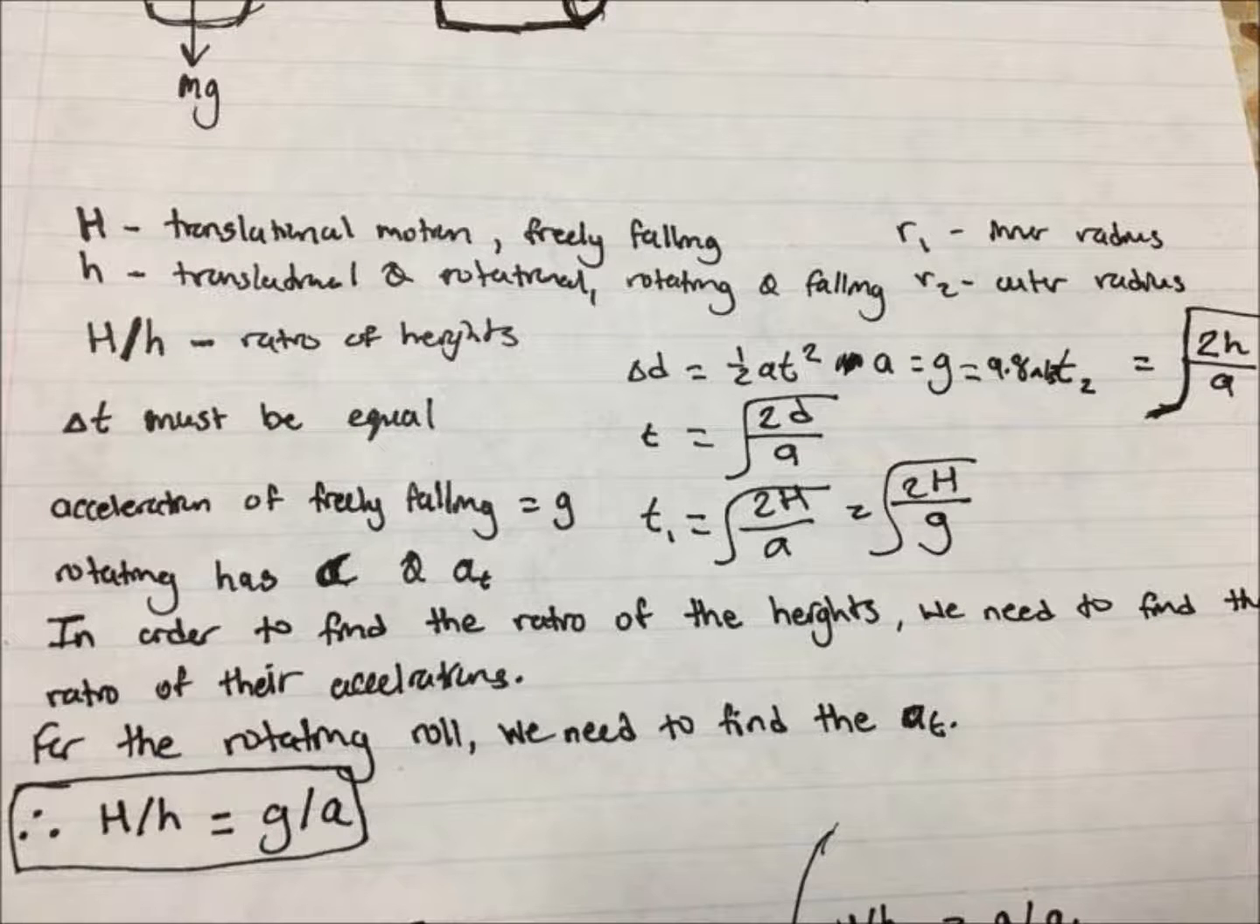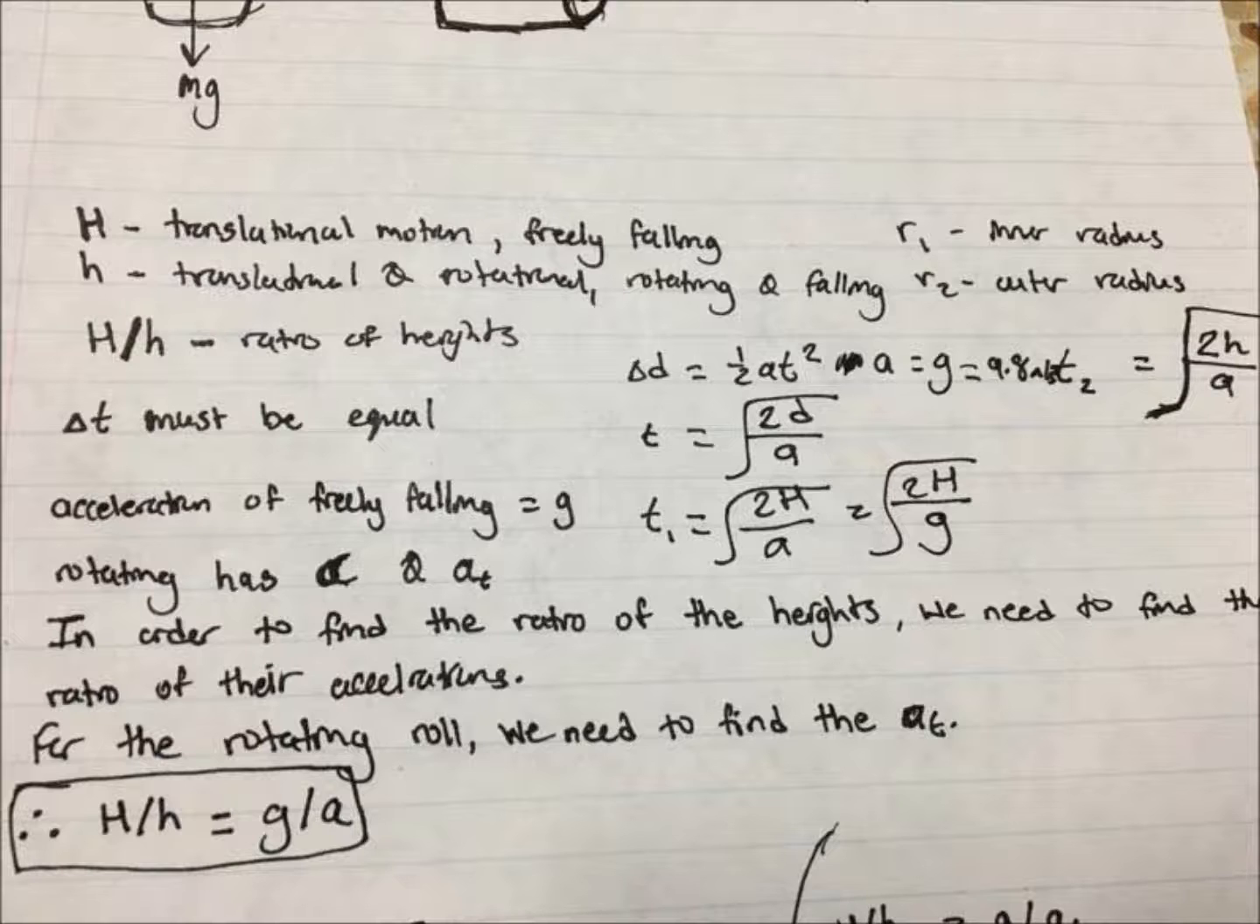Next, we can go ahead and define the variables. The capital H stands for translational motion, the one that is just falling. The smaller h stands for the one that is rotating and translating. R1 is the inner radius and R2 is the outer radius. We need to find the ratio of the heights, and we know that time must be equal because they both fall at the same time.